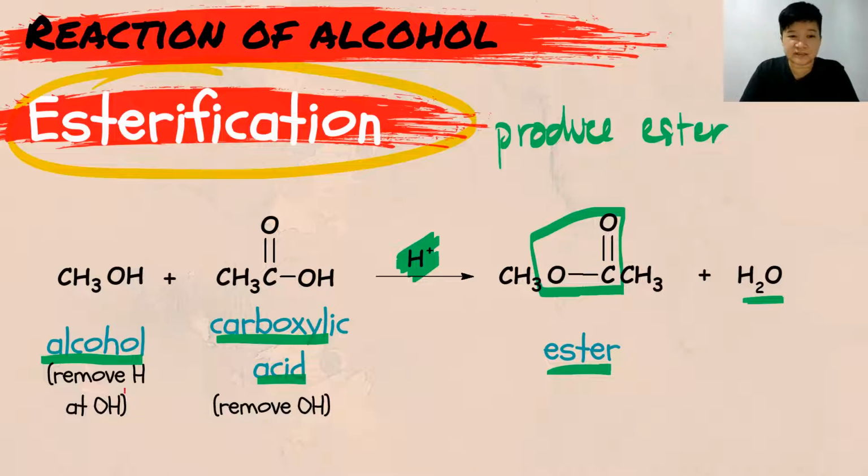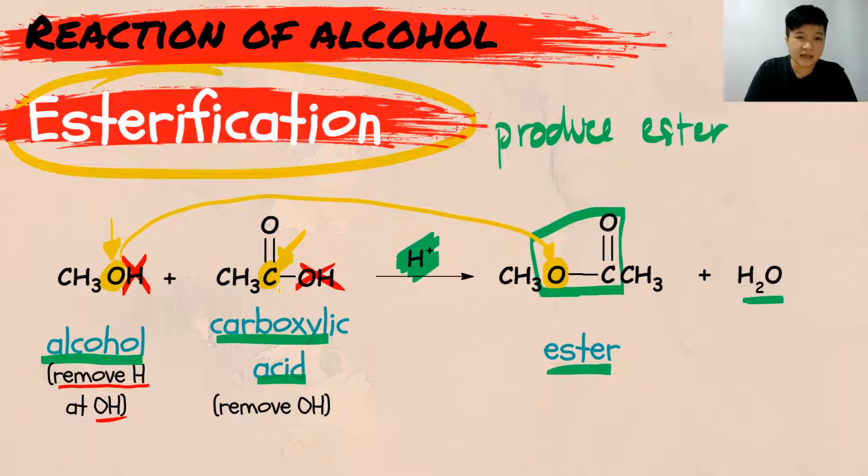How does this process happen? The tip is over here. In the alcohol, we will remove the hydrogen that's attached to the OH. So we remove this hydrogen. For the carboxylic acid, we will remove the OH. So this oxygen that lost the hydrogen just now will then be bonded to the carbon that lost the OH. So look at it. You have your O that comes from this.